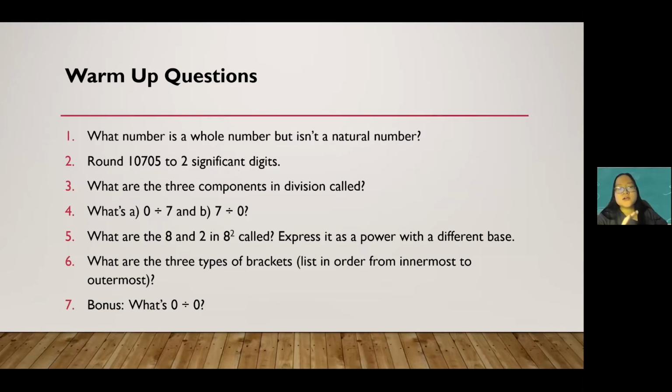Okay, so let's start off with a warm-up. Okay, so don't feel pressure, just answer the questions. If you can, please do raise your hand. If you don't know, that's okay. And just raise your hand and I will call on you, okay? So number 1, what number is a whole number but isn't a natural number? Does anybody know the answer to this question?